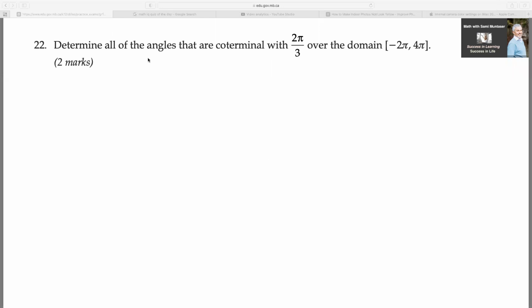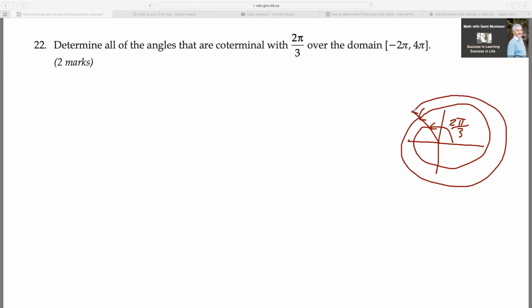So here, determine all of the angles that are coterminal with 2 pi over 3 over the domain between negative 2 pi and 4 pi. So coterminal, what it means if you have an angle somewhere in here, this angle represented by, let's say, 2 pi over 3. What happens if you make a full revolution and get back there? This is a coterminal angle, and you keep on doing that, and you get another coterminal angle. So you could do that indefinitely. Also you could go backwards and get back there as well, and that would be another coterminal angle, except when you go backwards, it's minus 2 pi. So you know a full revolution is 2 pi.